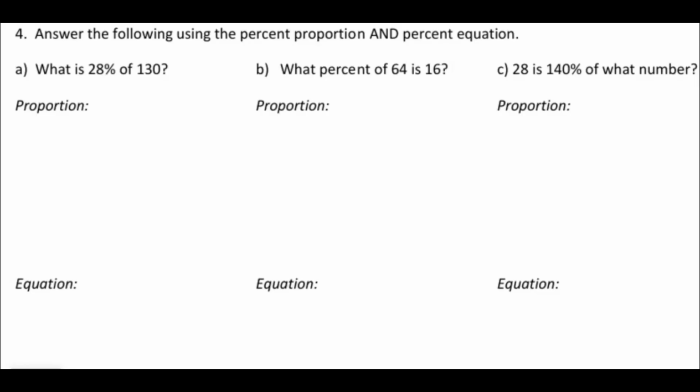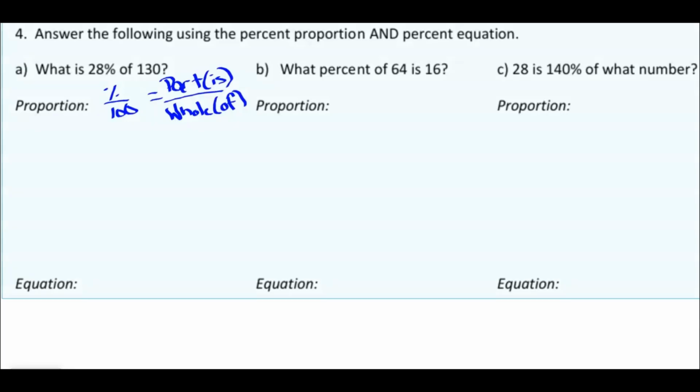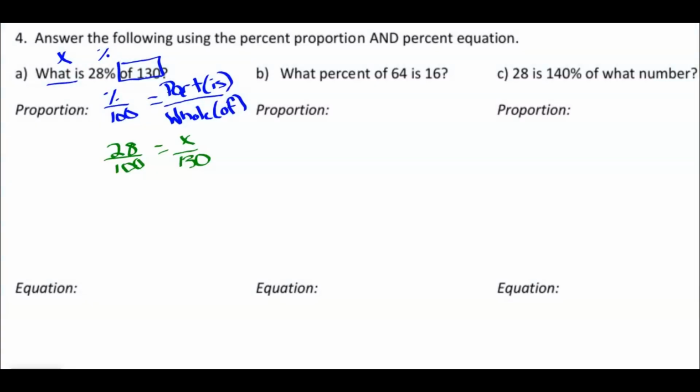Question number 4 says to answer the following using the percent proportion or the percent equation. Letter A, what is 28% of 130? So we're going to start by utilizing percent proportion. Let's write that out. Now that the formula is written out, we're going to break down the sentence. What is, meaning we do not know what the part is. The percent is 28%, and it's out of, meaning our whole is 130. Now let's substitute the numbers. We got 28 over 100 equals x over 130.